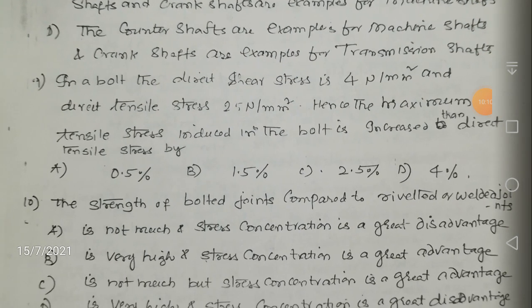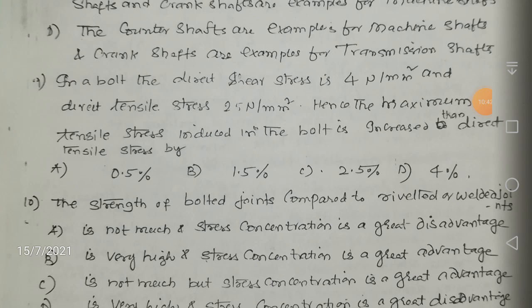So next question. In a bolt, the direct shear stress is 4 Newton per mm square, and the direct tensile stress is 2.5 Newton per mm square. Please check it, I think it is 2.5 only, right? Hence, the maximum tensile stress induced in the bolt is increased compared to the direct tensile stress. So he has given shear stress and tensile stress. You know that from the maximum principal stress theory, what is the maximum tensile stress induced?